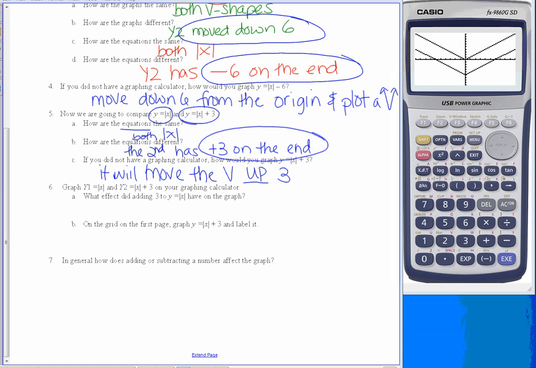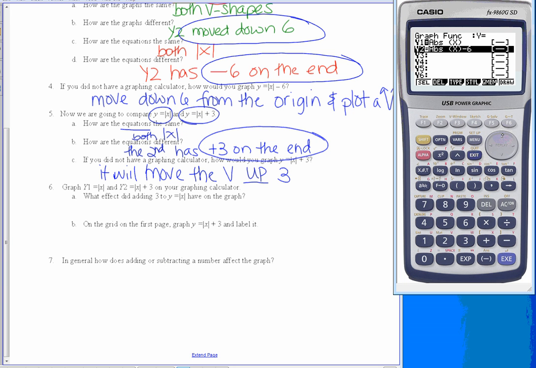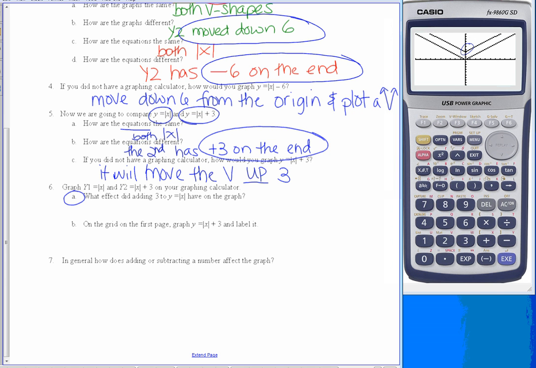Now let's try and confirm whether or not that worked. So I'm going to come back to my calculator, I'm going to exit back, and I'm going to go to the second equation. I'm just going to scroll over to the end, back up a little, and change that absolute value of x to have a plus 3 instead. And when I graph it, I can see right up here, my V moved up 3 spaces. It now has a y-intercept of 3. So if I'm answering, adding 3 to the absolute value of x moved the graph up 3.